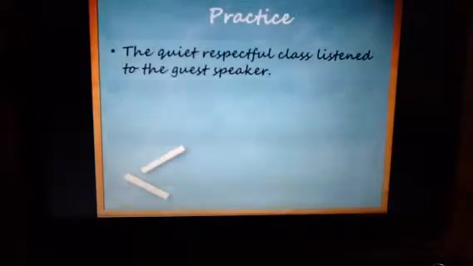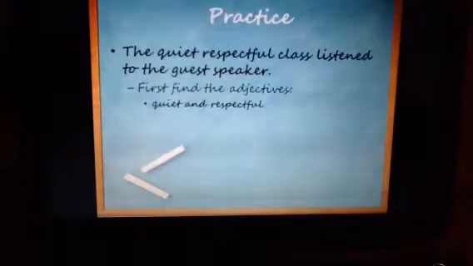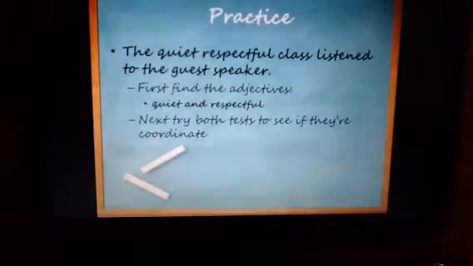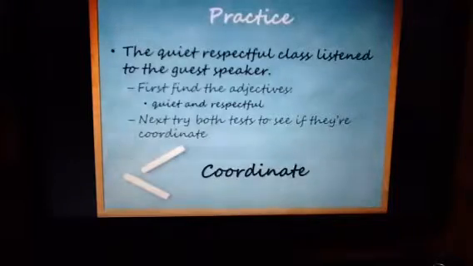Right, let's try another one. The quiet, respectful class listened to the guest speaker. Well, class is our noun. Quiet and respectful are our adjectives. So let's try our first test. The quiet and respectful class. We put "and" in between the adjectives. Sounds good. Let's try the second test and swap the two adjectives. The respectful, quiet class listened to the guest speaker. Still sounds good. So we must have coordinate adjectives. Since they are coordinate, we would have to go in and add a comma between quiet and respectful. So they have to have a comma if they're coordinate.